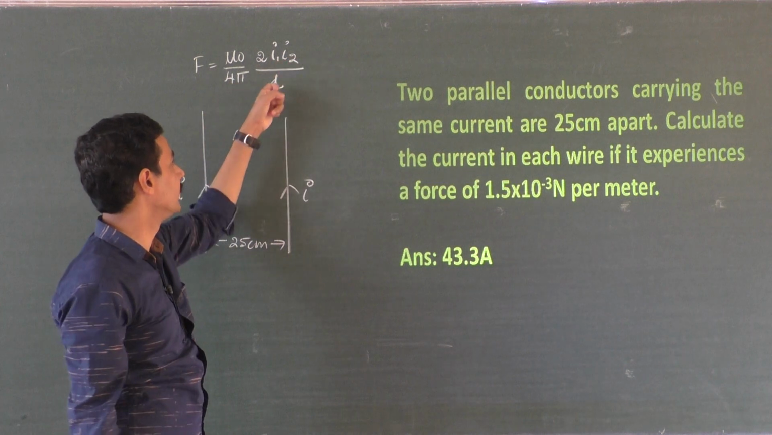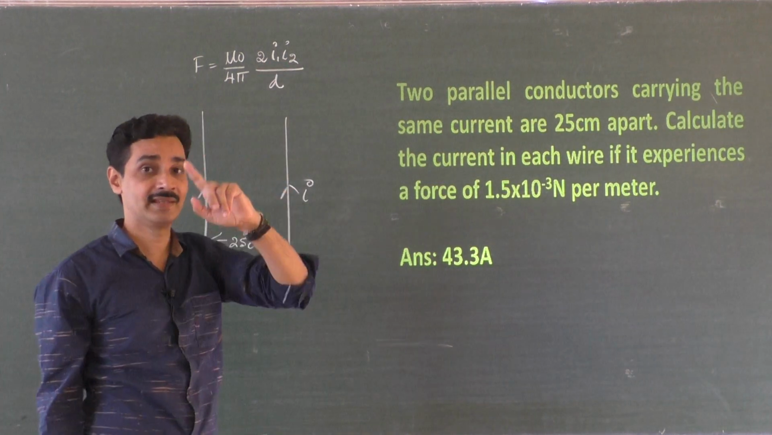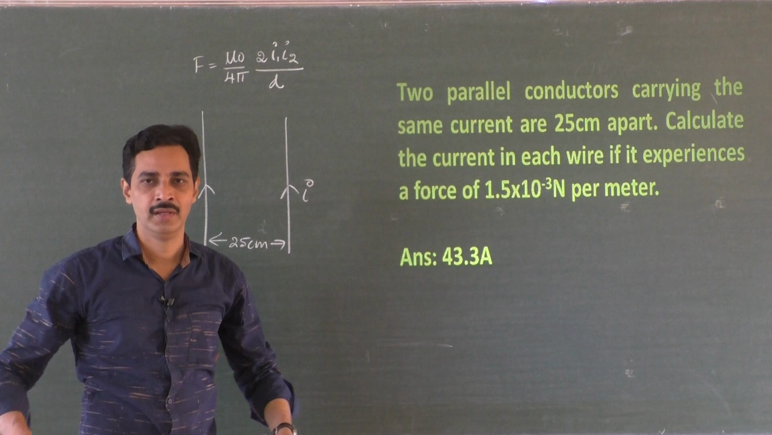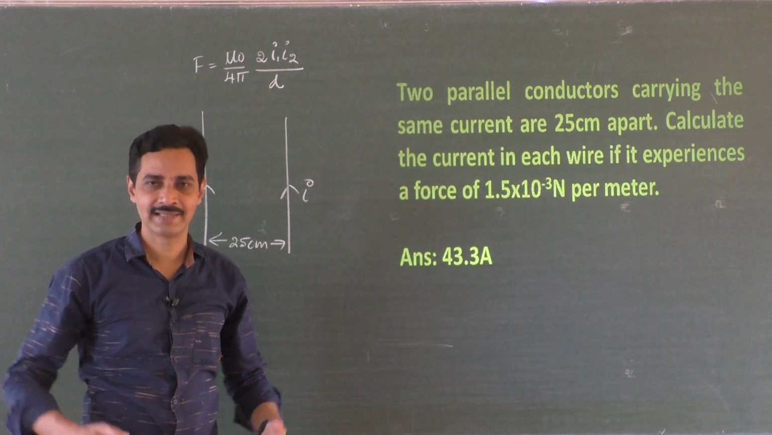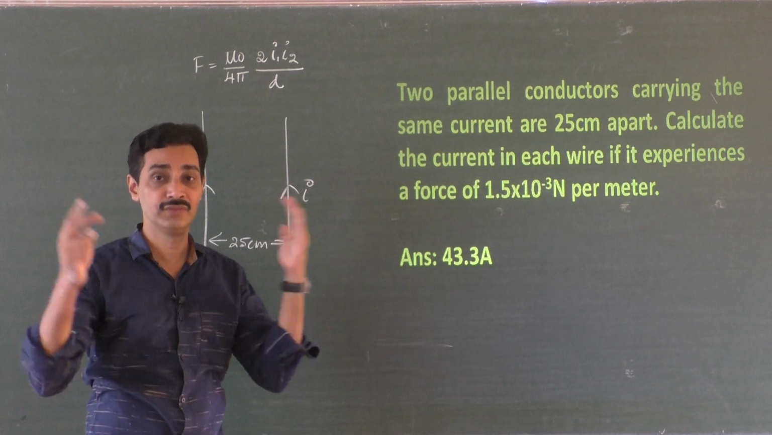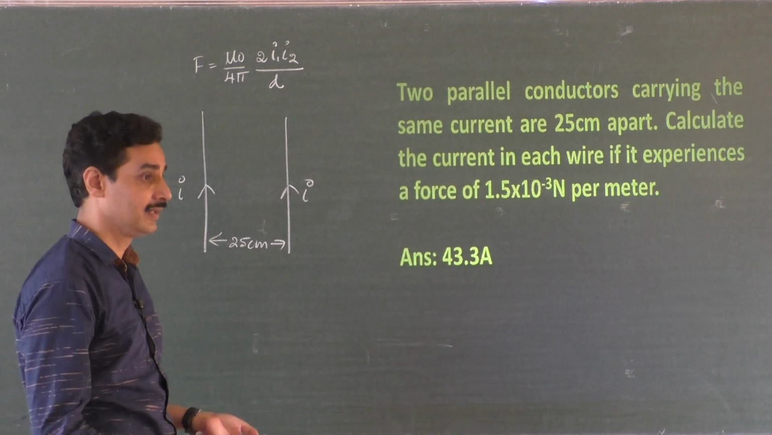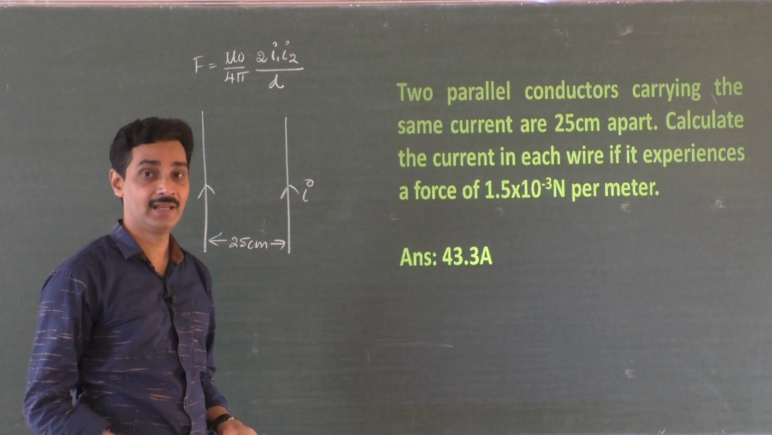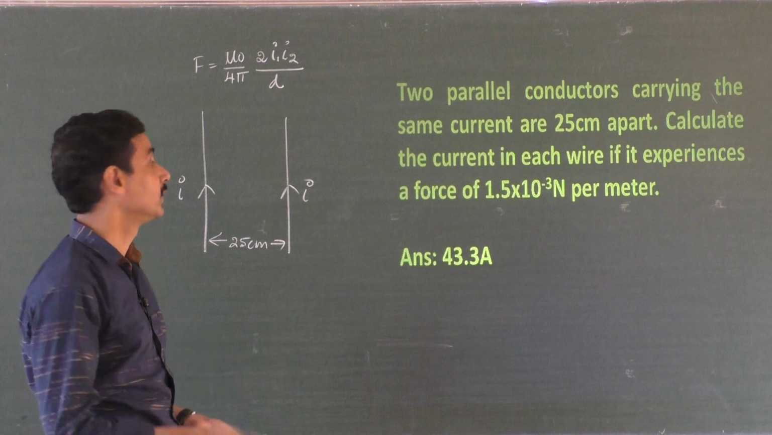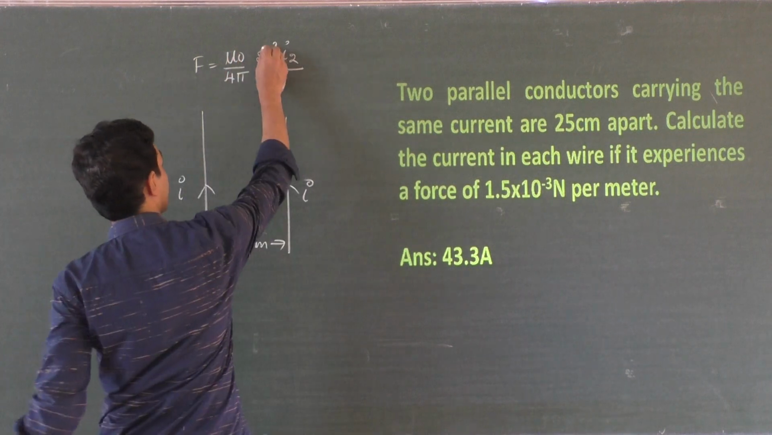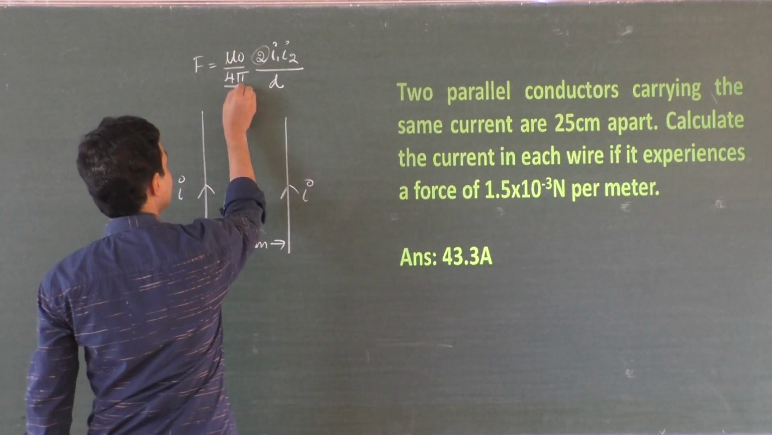If you take all these 1, 1, 1, you will get 2 into 10 to the power minus 7. That is the definition of 1 ampere. 1 ampere is that steady current flowing through each of two infinitely long straight parallel conductors of negligible cross-sectional area kept in vacuum, which produces a force of 2 into 10 to the power minus 7.